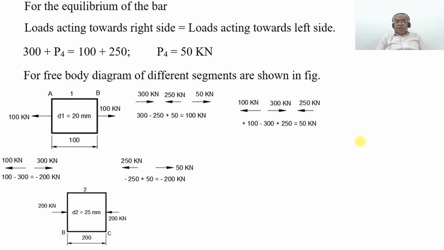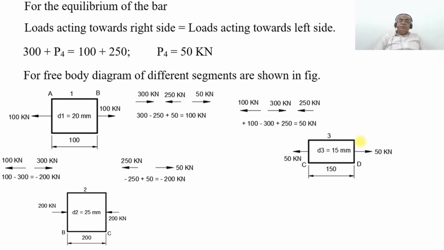Similarly, on the right hand side, you are going to have 50 kilonewton, so both are going to be under tensile. To summarize, the segment AB is going to have a tensile force, and the segment 2, that is BC, is going to have a compressive force of 200 kilonewton, and segment CD is going to have a tensile force again, which is 50 kilonewton. So what are the stresses in the various segments?